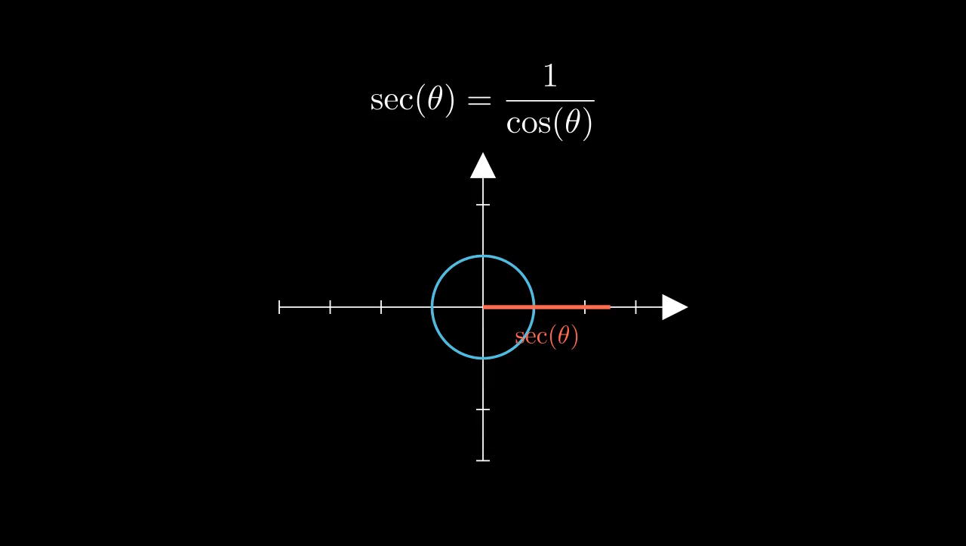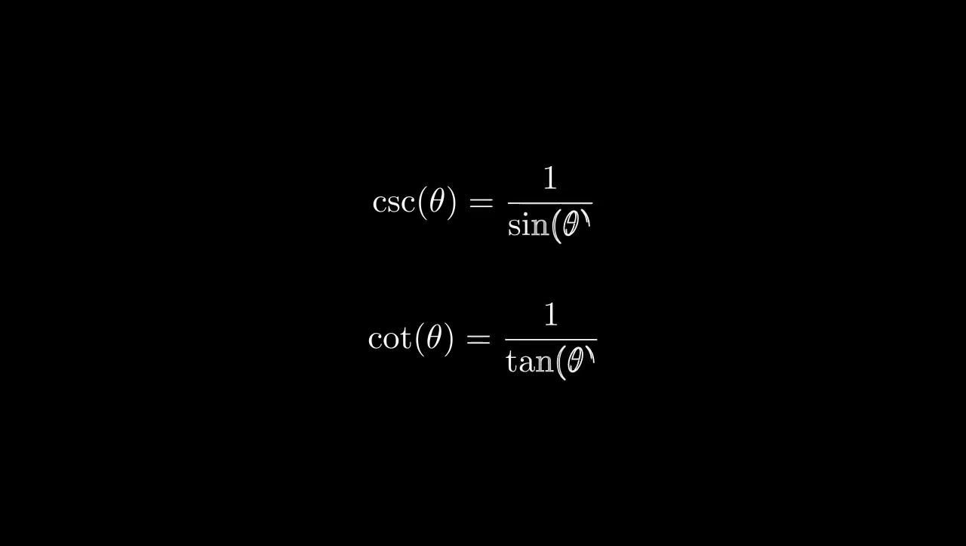Beyond tangent, we have reciprocal functions, like secant, which is defined as 1 over cosine. We can also define cosecant and cotangent as the reciprocals of sine and tangent, respectively. These 4 functions expand our toolkit, connecting the simple geometry of the circle to the broader relationships found in trigonometry.